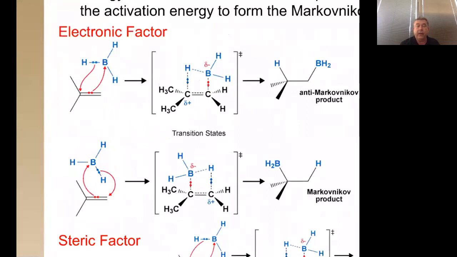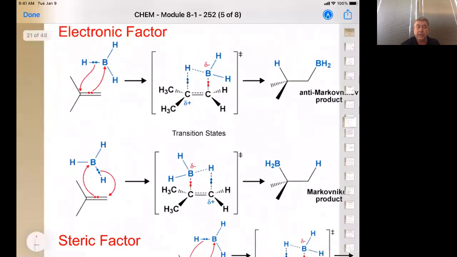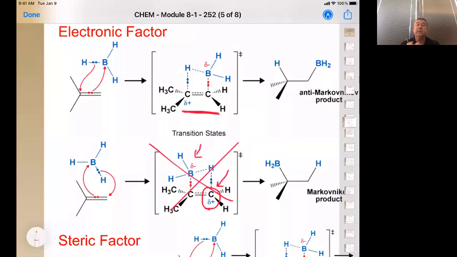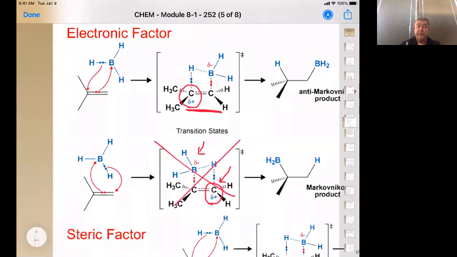Because if it did it the other way, where's mine? There we go. So if it did it the other way, the boron is partially negative, and it's going to put the partially positive side on the less substituted carbon. That's what we expect it to be because it's Markovnikov products. But we're forming the less stable transition state. That less stable transition state is not favored and is much slower. So we add the boron to the least substituted carbon because of the more stable partially positive charge during the transition state. Now there's also a steric factor to it.